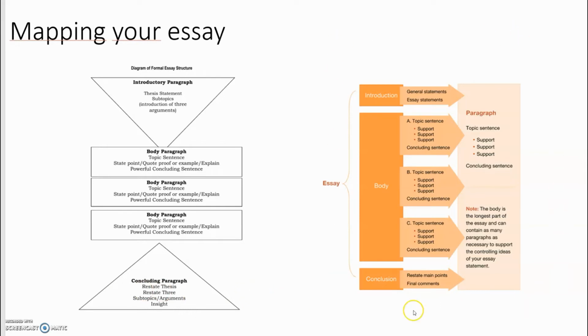This is another model showing pretty much the same thing, right? Again, you have the introduction, and you have the body, and you have the conclusion. What this model does is that it also shows that the body of the essay is made of individual paragraphs, right? So each of these paragraphs would deal with a certain sort of subtopic.